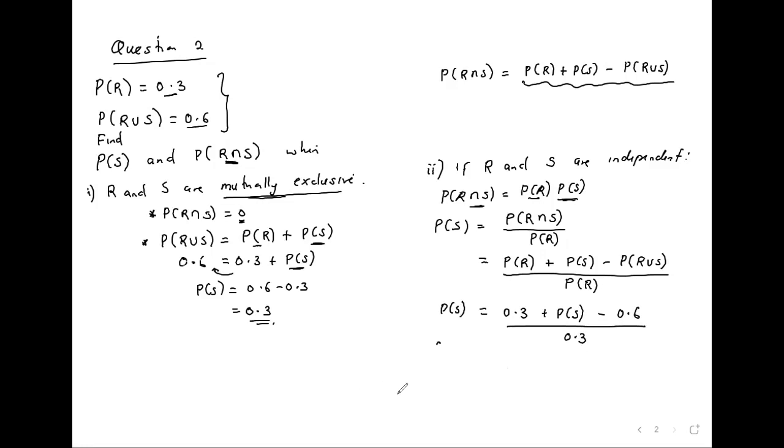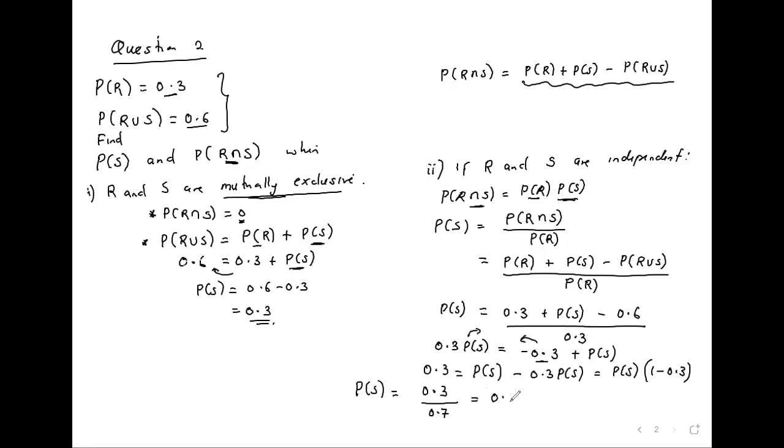So we cross multiply, we have 0.3 times the probability of S is equal to negative 0.3 plus the probability of S. And then take this guy to the other side so that we have 0.3 positive, and take this guy to the other side so that we have the probability of S minus 0.3.